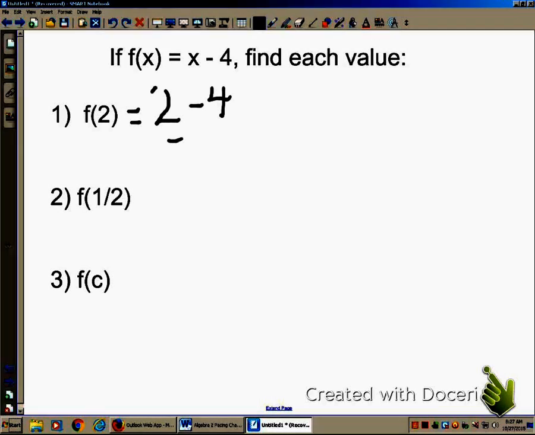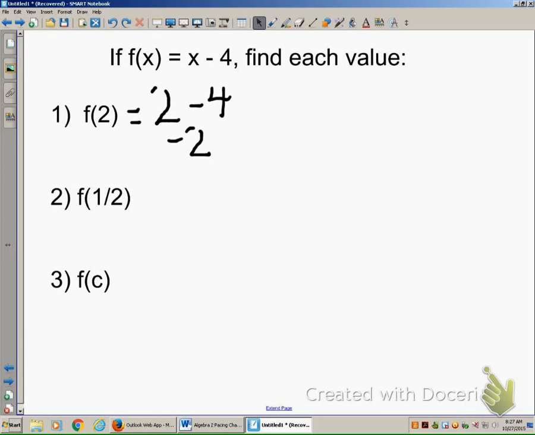So here I have f of 2. I want to know what is f of 2. Well, if you notice, I replaced the x with a 2. So that's exactly what I want to do on this side of the equal sign, is replace the x with 2. So let's try that here. We got f of 2 equals, instead of having x, I now have 2 minus 4. So we know that f of 2 equals negative 2.